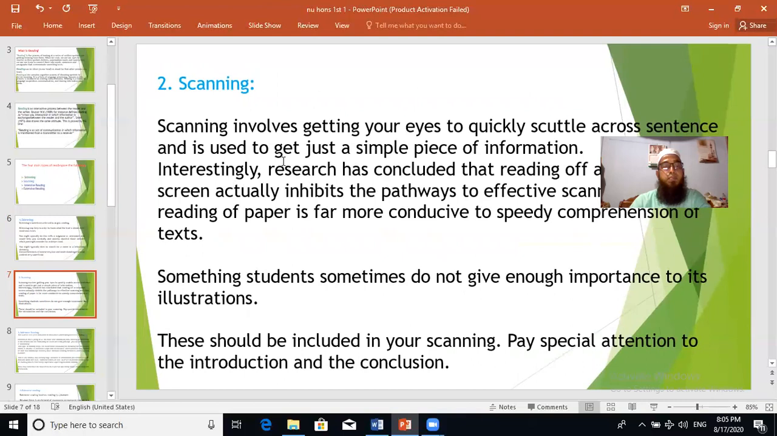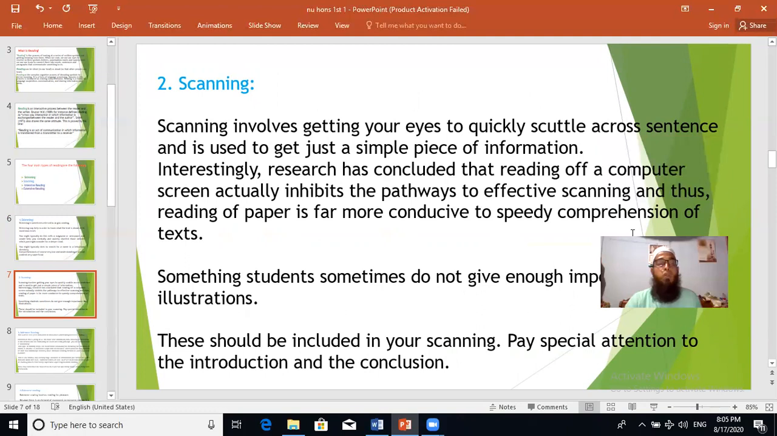Next is scanning. Scanning is also a quick reading, but it's different. When we scan, look at the meaning here. Scanning involves getting your eyes to quickly scuttle across a sentence and is used to get just a simple piece of information. That means when we are reading very quickly just for a specific piece of information, that is scanning.